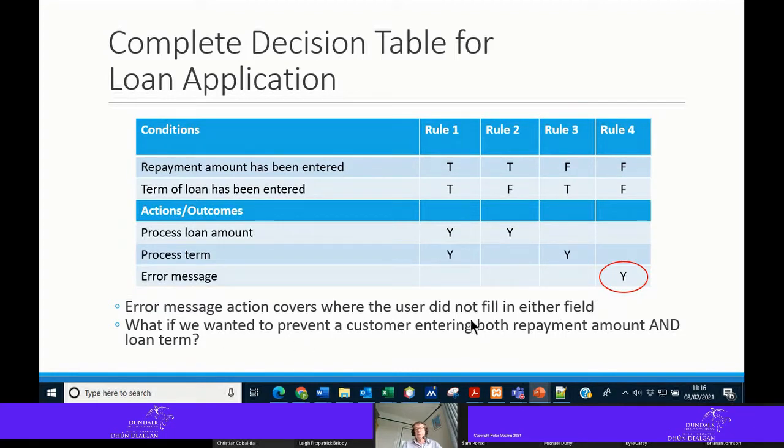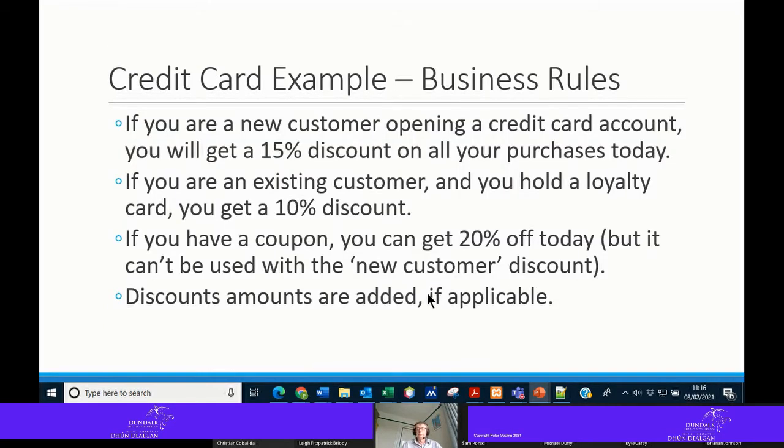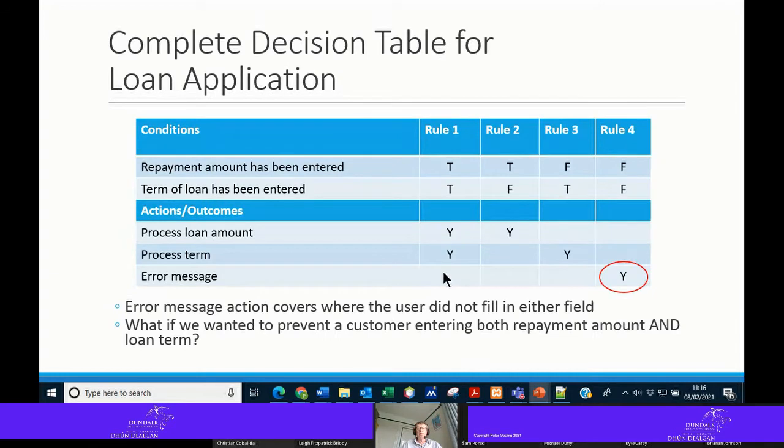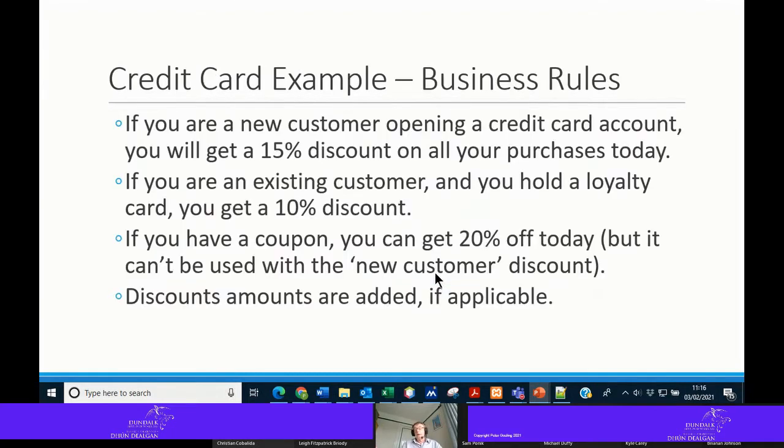If we wanted to prevent a customer from entering both repayment amount and loan term, then we would have a yes here as well, and no, no. So you wouldn't allow it, and you'd have an error message here, which may be a different error message. It's up to yourself.